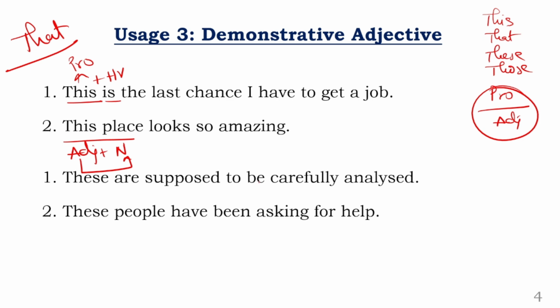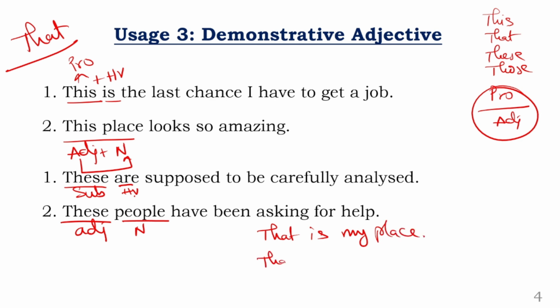These are supposed to be carefully analyzed. The word these is immediately followed by a helping verb, and the word these should function as the subject. Next, in the phrase these people, the word these is followed by a noun, so this should be used as an adjective. Such is the case for the word that. Let us say, that is my place.